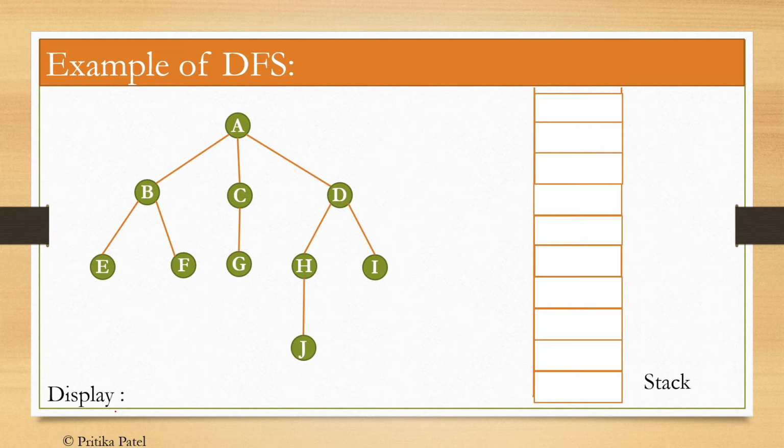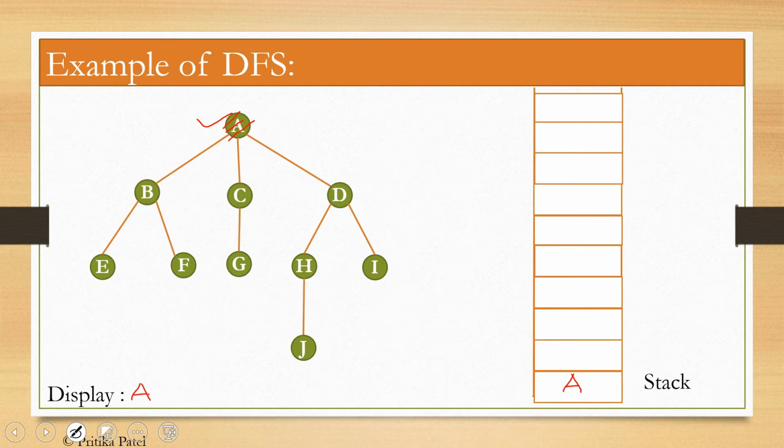Rule number 1 says put the starting vertex into the stack. So here suppose we take A as the starting vertex. So put A into the stack. Then mark it as visited. So mark this A as visited. Then display it. So here A is displayed.